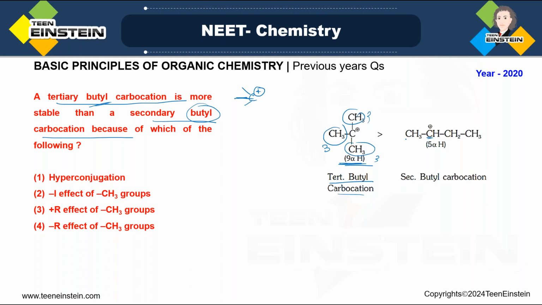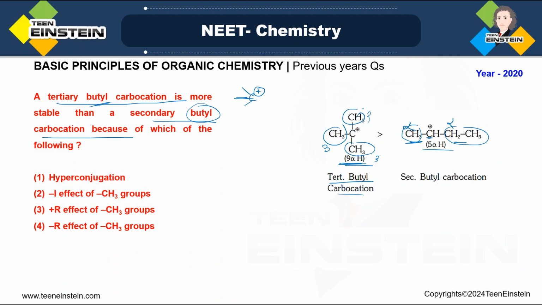And in case of secondary butyl, how will you understand it? The carbocation, with this carbon you have 2 alkyl groups on both sides. So that is what is secondary carbocation, and total number of carbon is 4. Now this position is alpha, this position is alpha. So you have total 3 plus 2, 5 alpha hydrogens. When the number of alpha hydrogens is high, obviously the stability will be high.